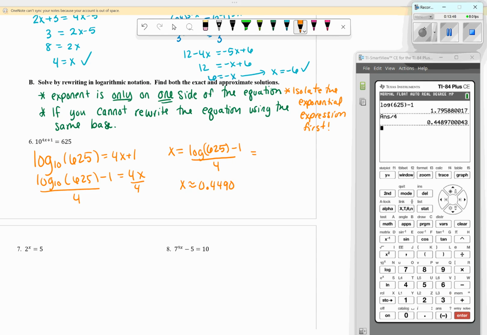So if we want to check our answer, we have 10 to the power of 4 times, and so for this one, to get the exact answer, I'm going to use the answer that I have above here, and then plus 1, and notice that gives me about 625. It may not be equal to exactly 625 because of rounding error, so just keep that in mind when you're doing these problems and checking your answer. You might have some rounding error from that, but that does give me my solution.